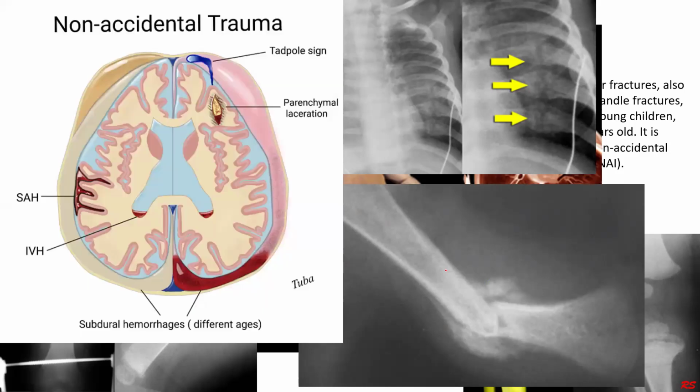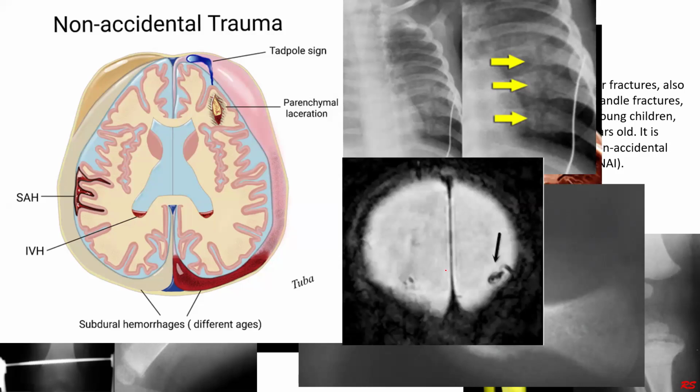There are multiple other injuries which are described in the brain, like intraventricular and subarachnoid hemorrhage, subdural hemorrhage of different ages, and parenchymal laceration and tadpole sign, which is basically venous thrombosis leading into the intraparenchymal hematoma. So this is tadpole sign. All this indicates non-accidental injury or child abuse.